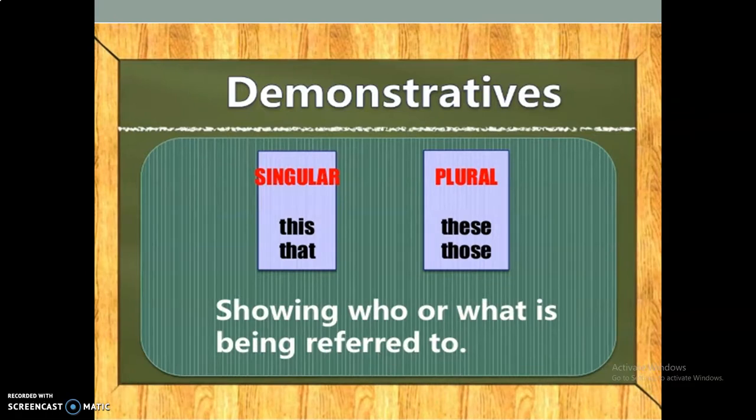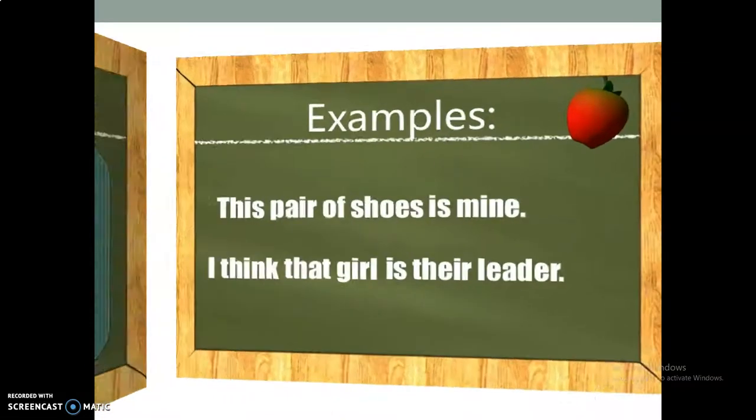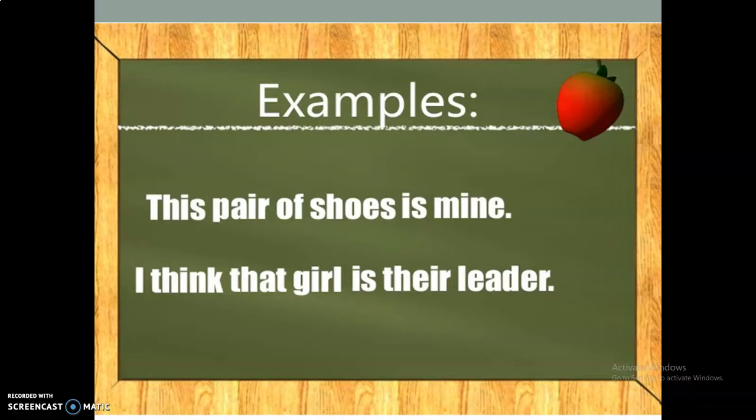Demonstratives. Singular: this, that. Plural: these, those. They show who or what is being referred to. Examples: this pair of shoes is mine. I think that girl is their leader.